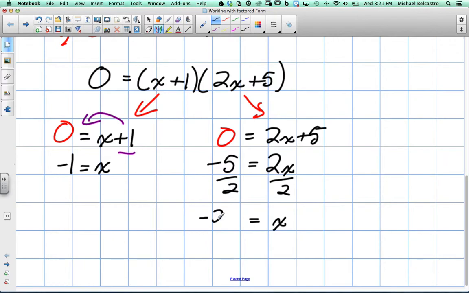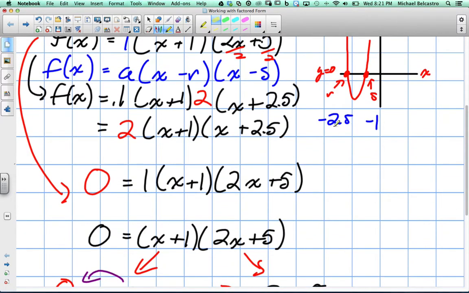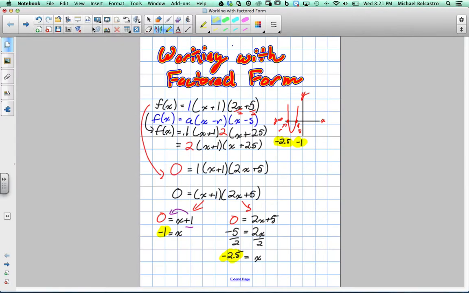It becomes negative 2.5. And lo and behold, negative 2.5 and negative 1 were the exact values we found here, negative 2.5 and negative 1. So both of these work for finding x-intercepts. As long as we're in this style where the coefficients are the value of 1, you can just take the reverse or the opposite operation of the value of the term, and it'll tell you exactly what it is. If you're not familiar with that, you can set it up this way and set it equal to 0. So that's one piece of information that's really good for us.